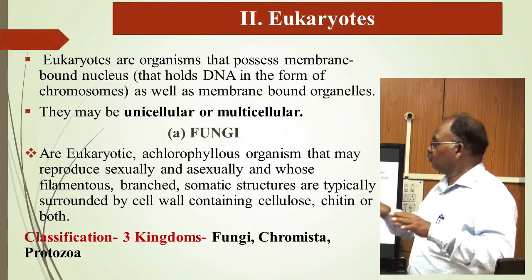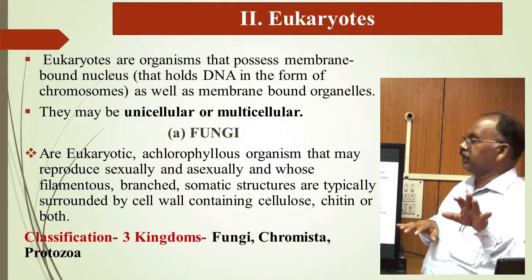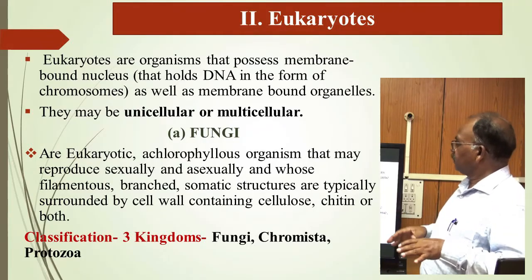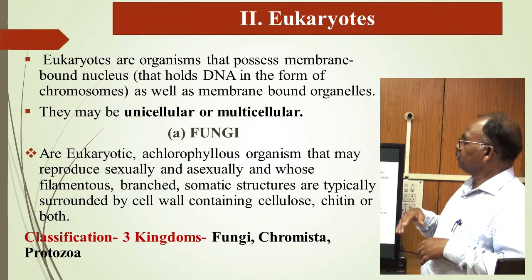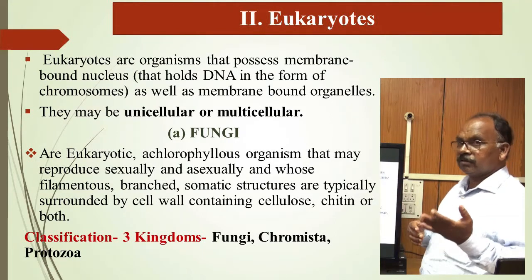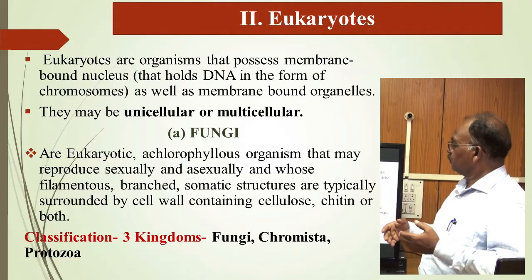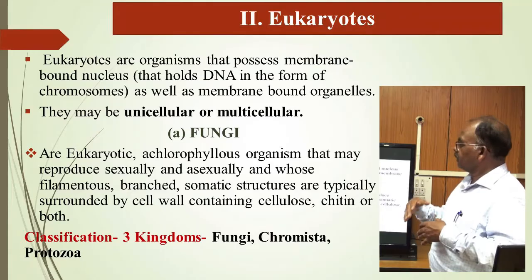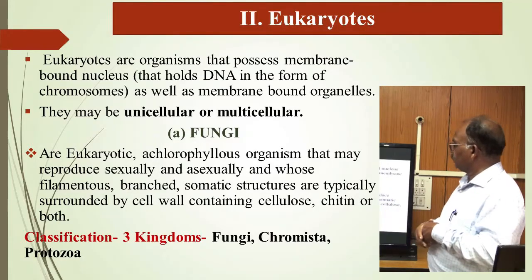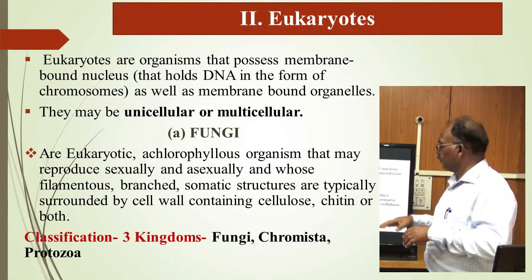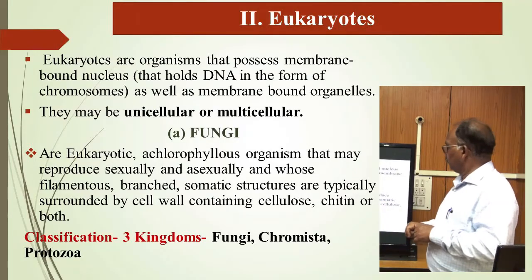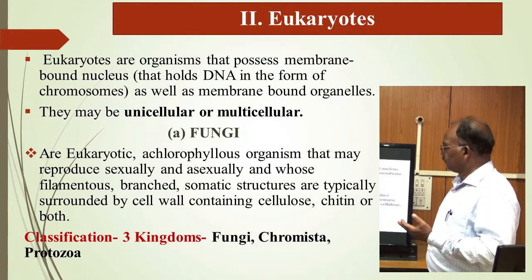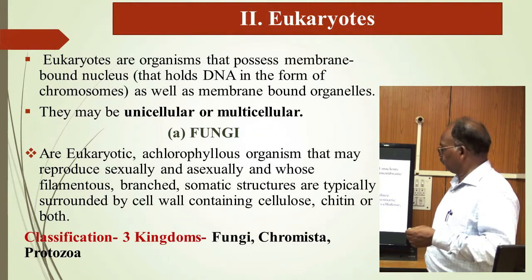Eukaryotes. What do you mean by eukaryotes? Eukaryotes are organisms that possess a membrane-bound nucleus as well as membrane-bound organelles. They may be unicellular or multicellular. Eukaryotes include fungi. What do you mean by fungi? Fungi are eukaryotic, achlorophyllous organisms that may reproduce sexually and asexually, and whose filamentous branched somatic structures are typically surrounded by a cell wall containing cellulose, chitin, or both.